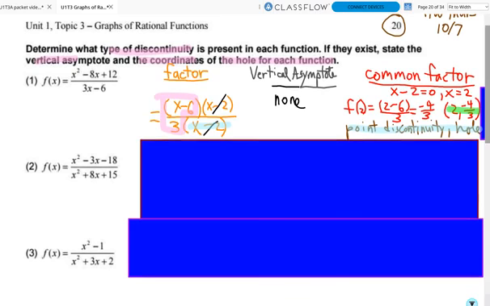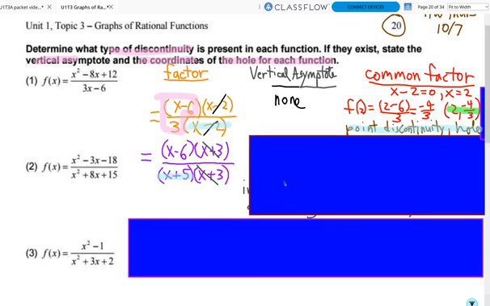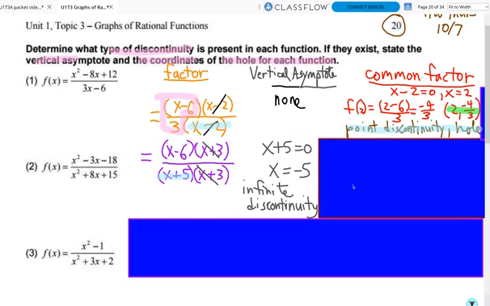Number 2, factor the numerator and denominator by split the middle. I get 2 binomials, one of which is a common factor, numerator and denominator. And again, we'll talk about that hole or common factor in a minute. For this one, there is a factor left in the denominator. So that is a vertical asymptote, because if x equals negative 5, then I'm going to be dividing by 0, which is not allowed. So x equals negative 5 is our vertical asymptote, infinite discontinuity.